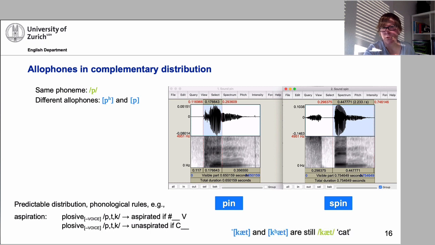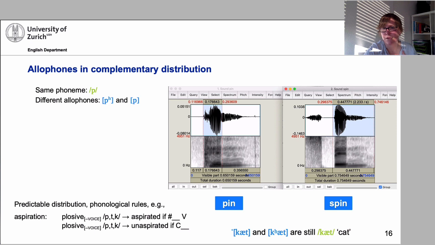So with this whole aspiration, these are allophones because they don't change meaning whether you produce or pronounce the k with aspiration. In cat, it doesn't change the meaning of cat. If you don't aspirate the k in cat, it will sound very odd, and it's actually very difficult to produce the k in cat without aspiration. But it still is cat, so we're not meaning distinguishing elements there.